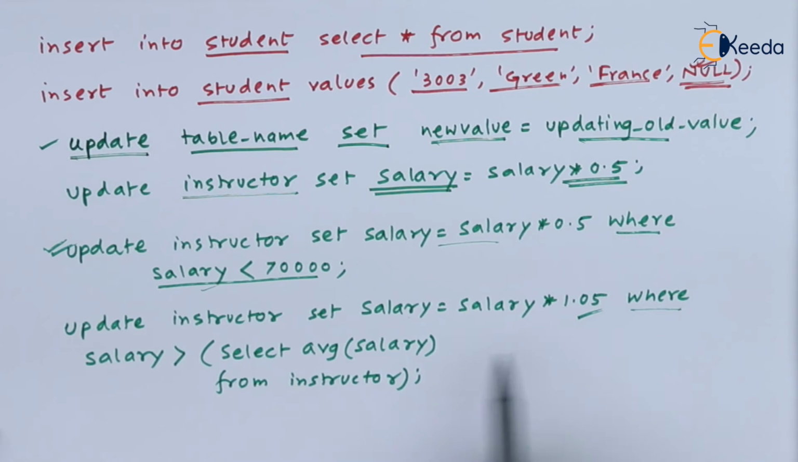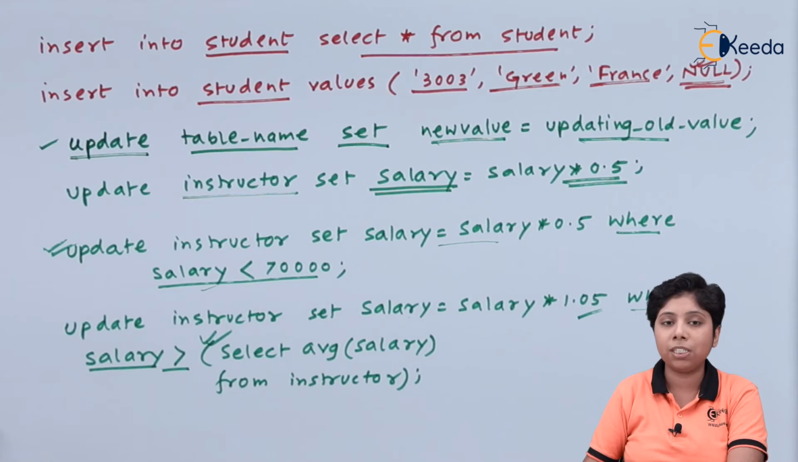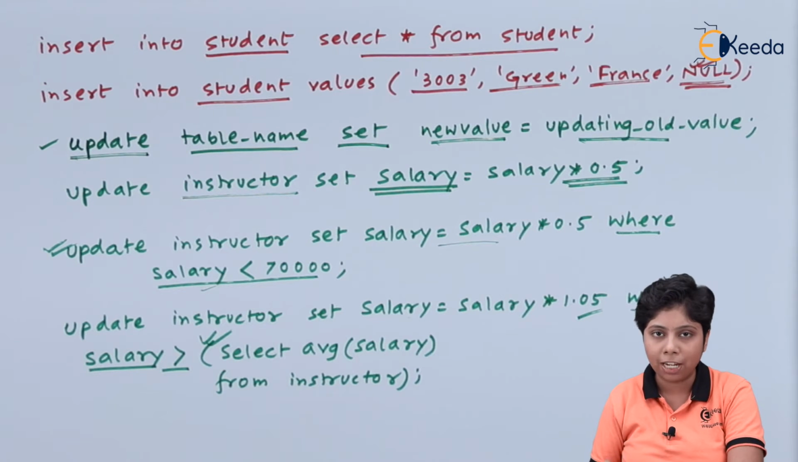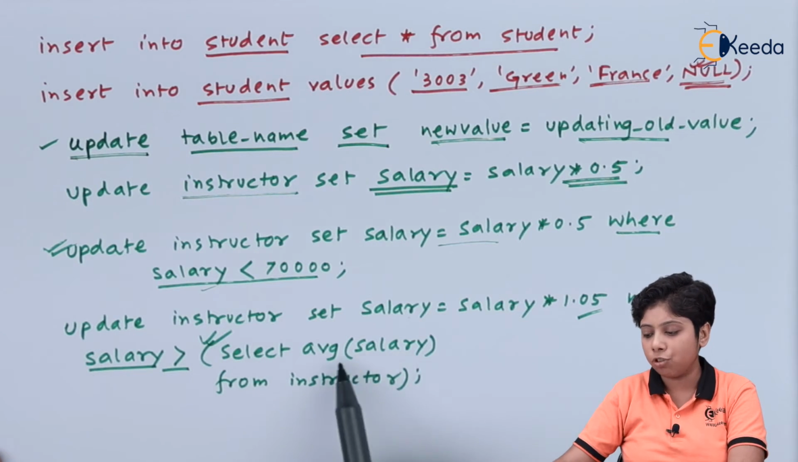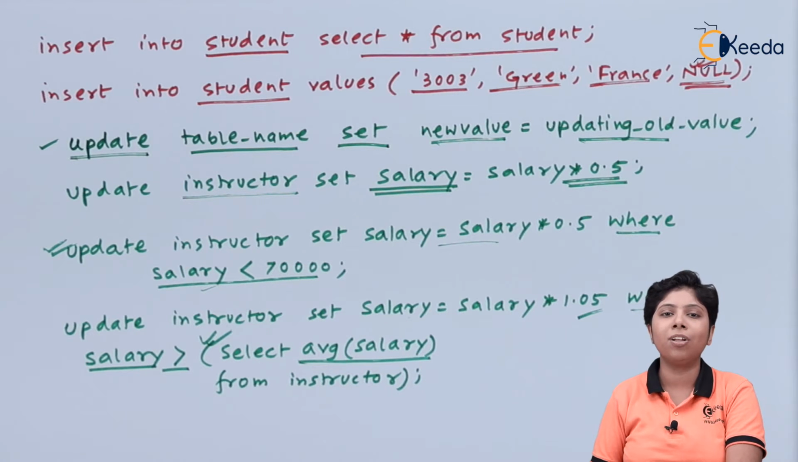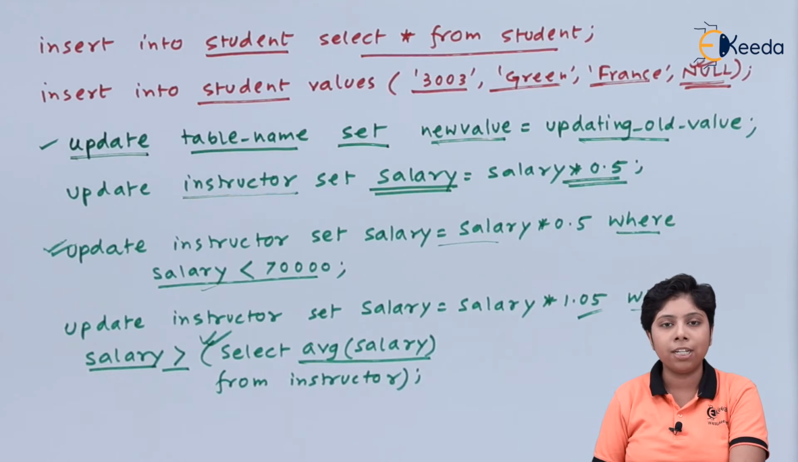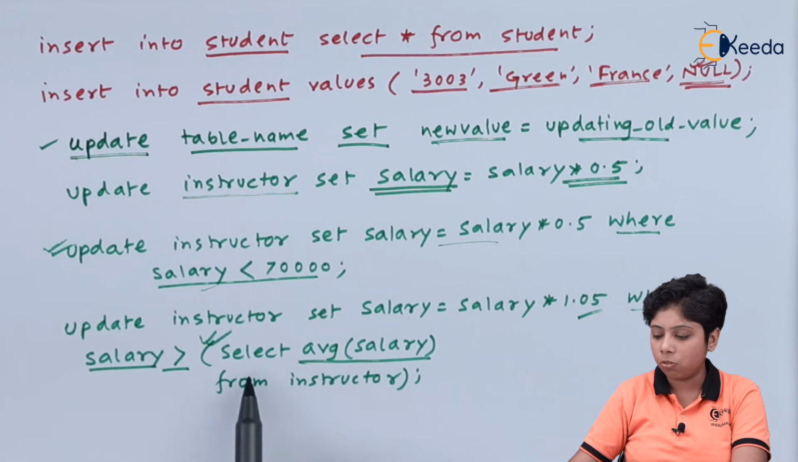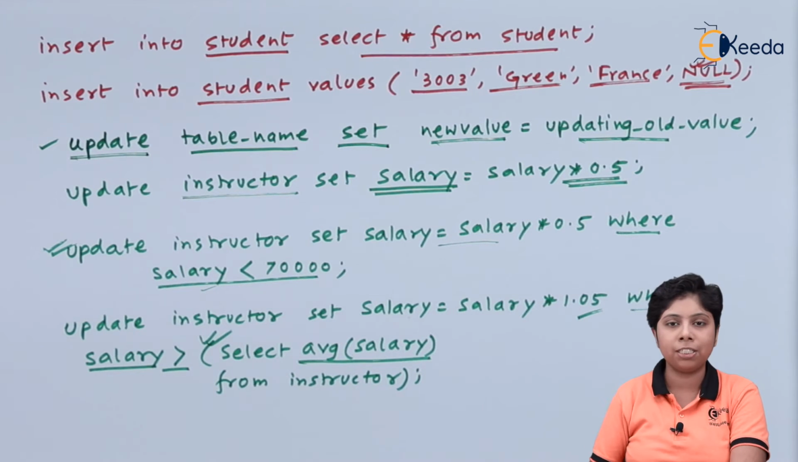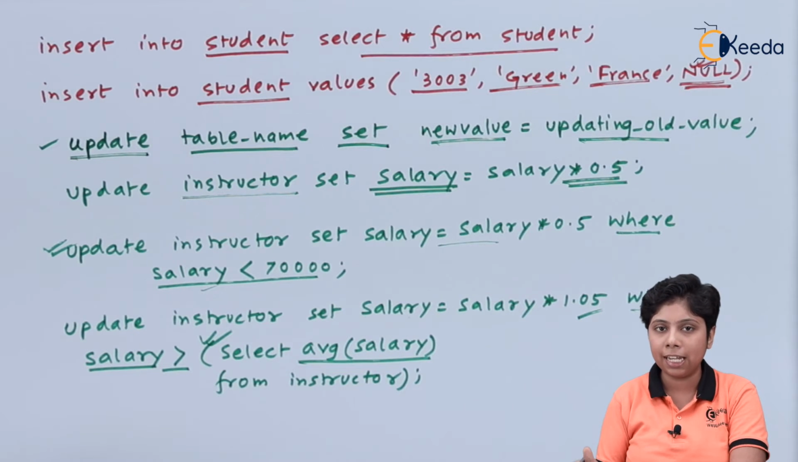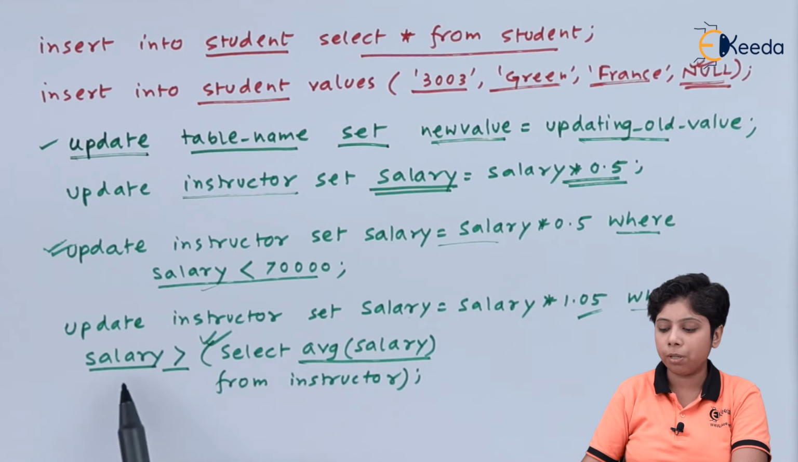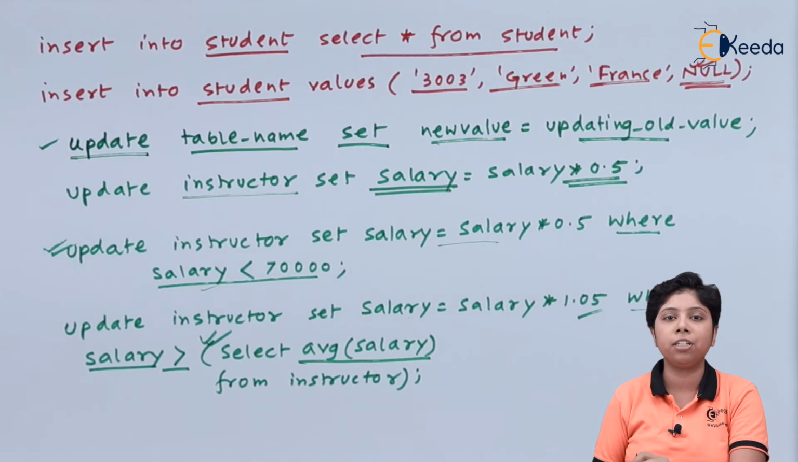Now inside the where statement, the salary is greater than a relation of a single valued attribute, and that attribute is the aggregate function on the salary attribute of the instructor relation. So that is a query: select average salary from instructor, and the average salary will be considered as a single valued relation which will be compared with the salary of that particular instructor. In this way we can update the value of the instructor.